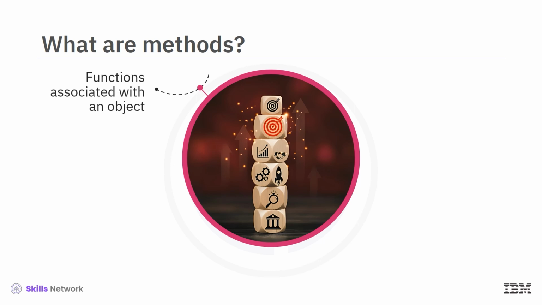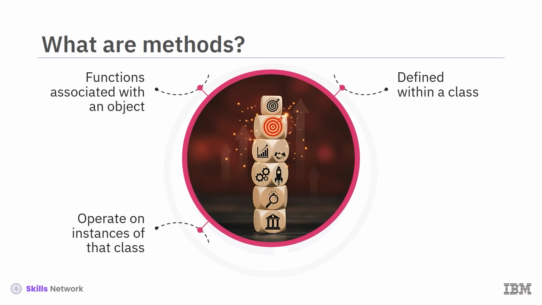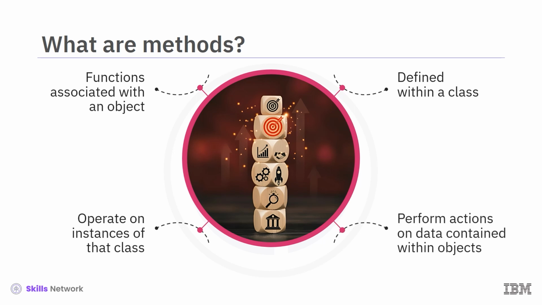Methods are functions that are associated with an object. They are defined within a class and can operate on instances of that class. In Dart, methods are used to perform actions on the data contained within the objects. Let's look at some examples using existing classes in Dart.